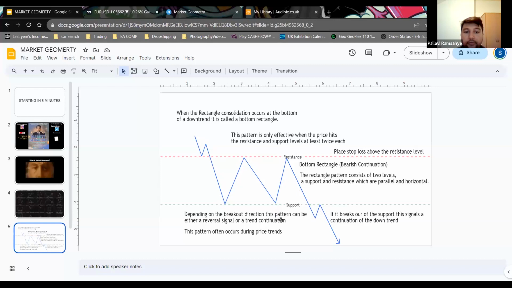This pattern can either be a reversal or a trend continuation. So if price did not come to this point and break out, if it came up to this point and broke out, it would then be a trend reversal, okay? So same concept. We're looking for the break. We can get in at the retest, so the retest of the previous support, and we can look to enter at that point. And then we can place our stop loss above the resistance, okay?